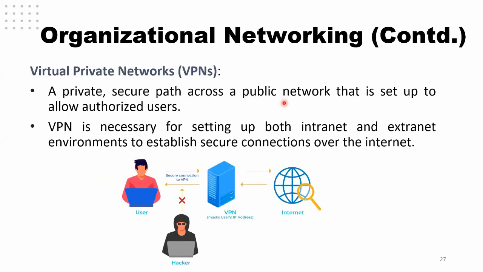And also there's another type of network, that is virtual private networks, we call them VPNs also. It is a private secure path across a public network that is set up to allow authorized users. So VPN is necessary for setting up both intranet and extranet environments to establish a secure connection over the internet. As the intranet and extranet also use internet technology, but limit it only to authorized parties, they can use VPN technology to do that.